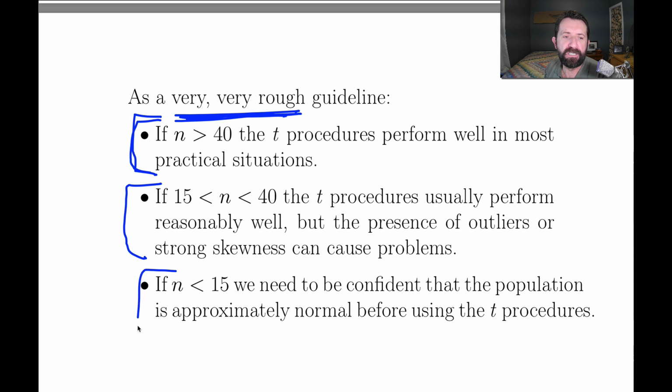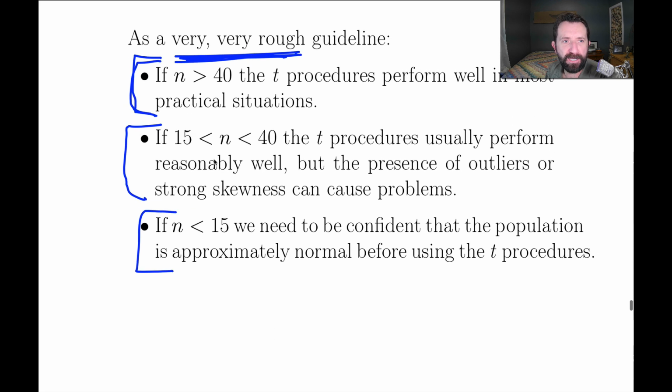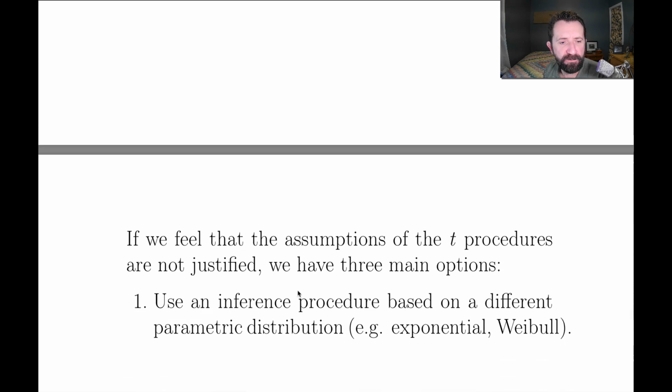When we get smaller still, we're only really going to want to use these t procedures when we're feeling pretty good about the normality assumption. It just starts to be a little bit sketchy to jump to the t distribution, or t procedures based on the t distribution, when we have a pretty small sample size. So, a rough guideline again. Tied in with that, what do we do? Sometimes we use these, sometimes we don't.